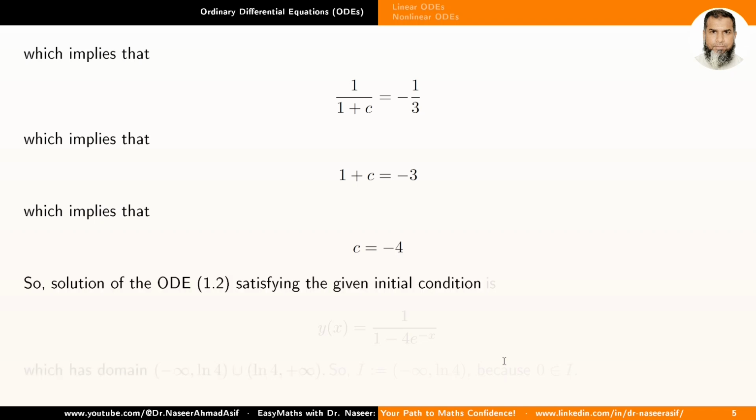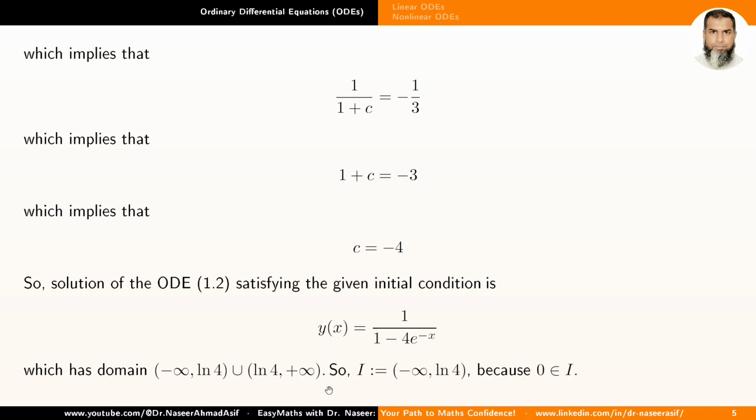So the solution of the ODE 1.2 satisfying the given initial condition is y of x is equal to 1 over 1 minus 4 exponential of minus x, which has domain minus infinity to log of 4 union log of 4 up to plus infinity. So I is minus infinity to log 4 open interval, because 0 belongs to I.